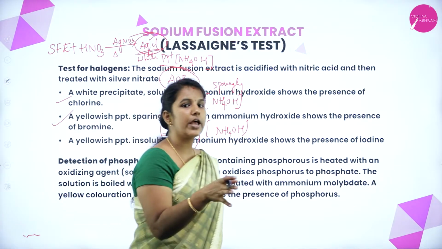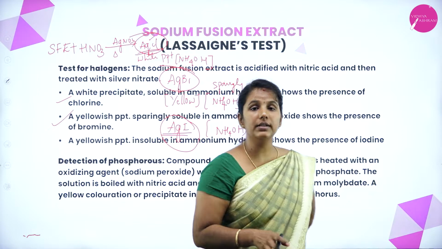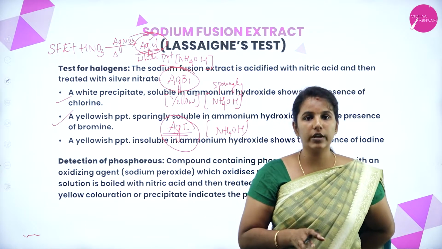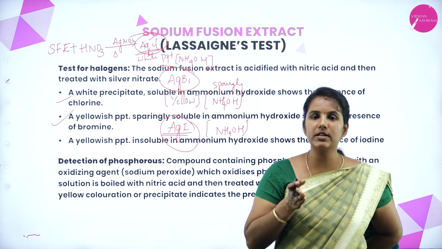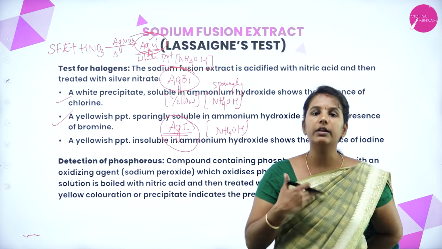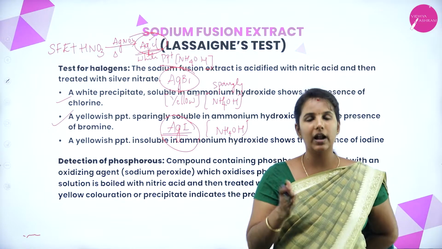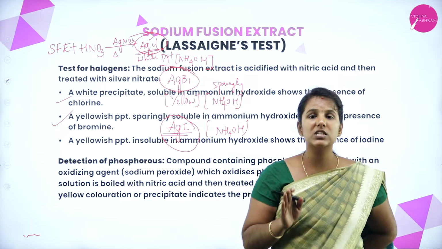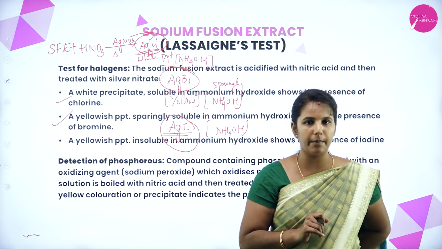Like this, the formation of silver iodide, silver bromide and silver chloride indicates which halogen it is. And remember the color also. If it is chlorine, we get a white precipitate. If it is iodine, we get a dark yellow precipitate. If it is bromine, we get a light yellow precipitate, and all these precipitates are tested for dissolving in ammonium hydroxide.